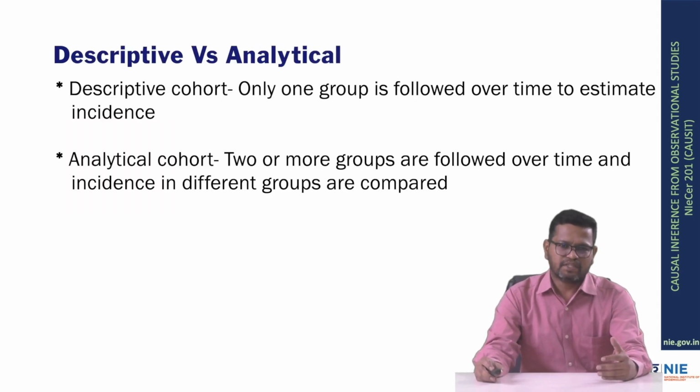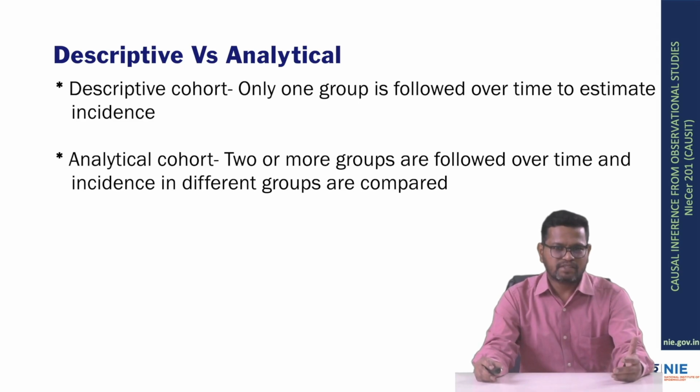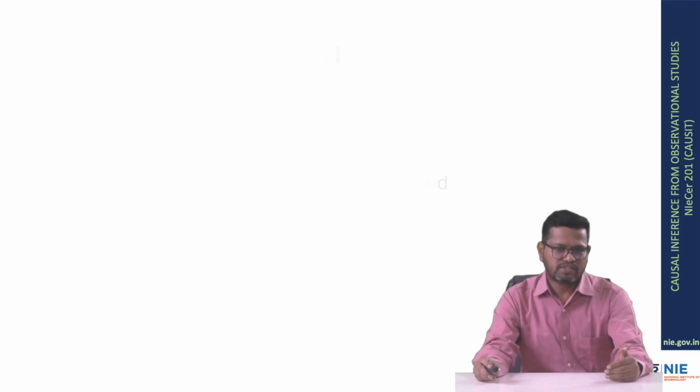Cohort studies can be descriptive or analytical. In descriptive cohort studies, we will follow only one group over time with the objective of estimating incidence. Whereas in analytical cohort studies, two or more groups are followed to compare the incidence in different groups. We can study causal relationships only in analytical cohort studies.